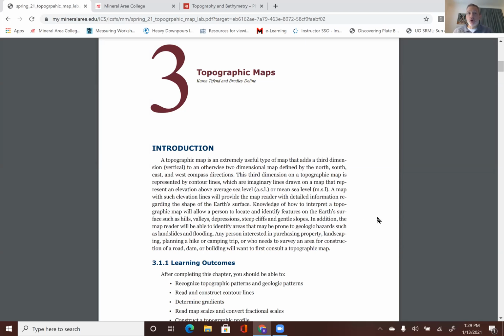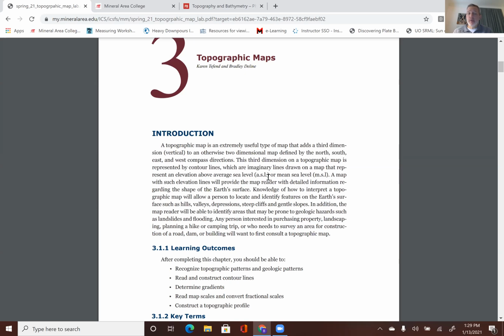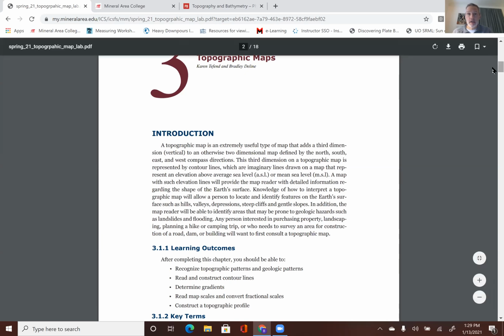Let's cover some topographic maps, and I just want to go over what we're going to be doing in this week's lab. The first couple of pages are just a background of what a topographic map is and how we interpret data on a topographic map, and then the last couple of pages are the pages you're going to turn in. It'll state, turn this part in.